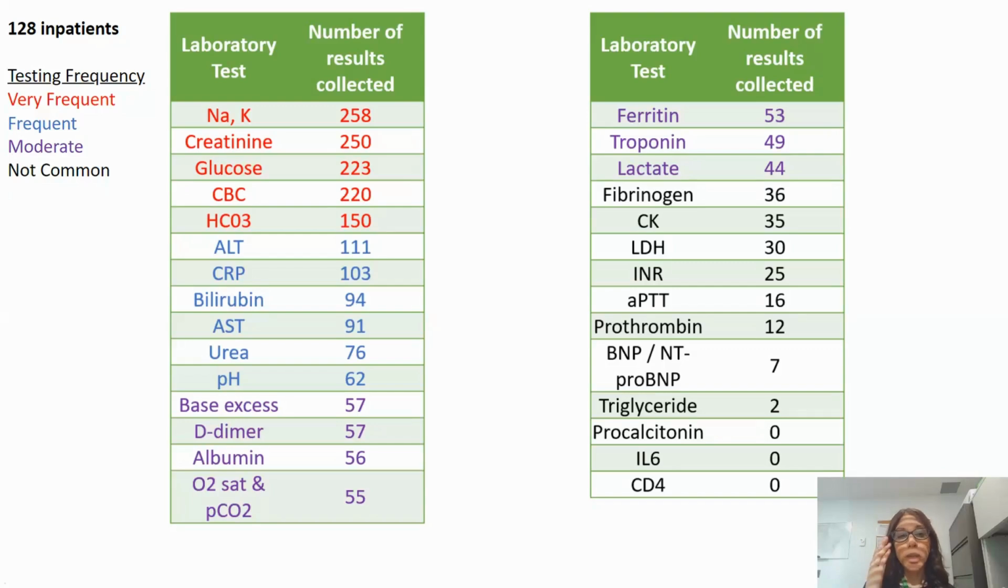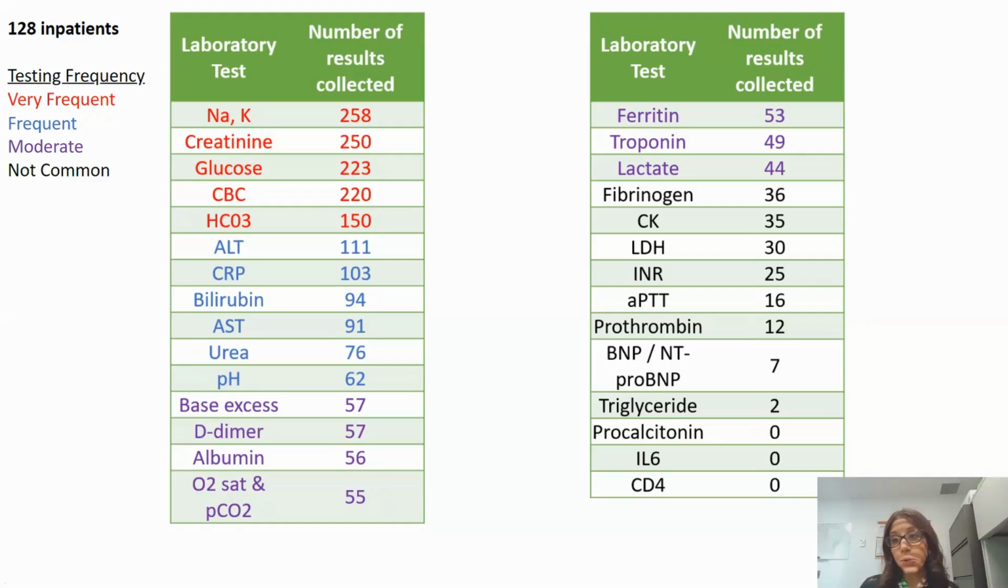The next most commonly ordered tests included liver panels, bilirubin, CRP, urea, and pH. So it's apparent that renal and liver assessments are common in these patients. But interestingly, the number of bicarbonate requests was significantly higher than that of the blood gases. Overall, we do find that acid-base disorders are frequently assessed in these patients.